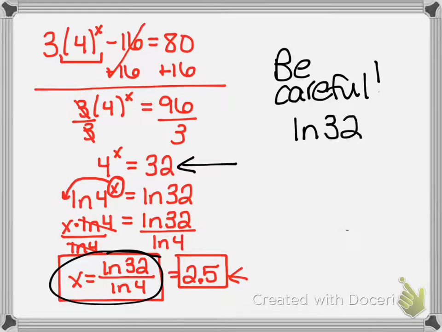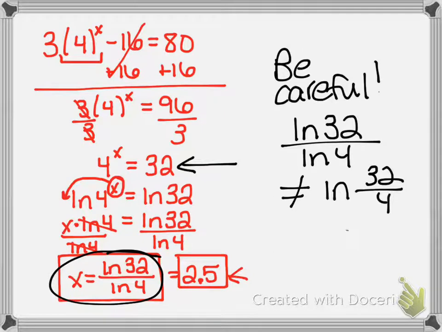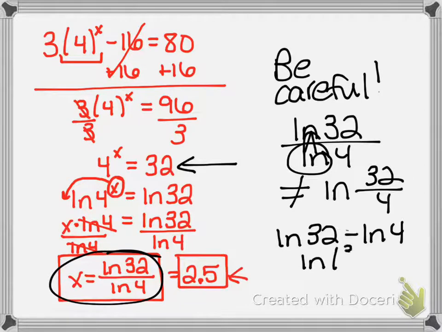Natural log of 32 divided by natural log of 4 is not the same thing as natural log of 32 over 4. And you would think it would seem obvious, but a lot of the kids think things like, oh, well, this natural log is going to disappear because it's underneath this natural log, or kids do this when they're using their log properties to condense. They incorrectly, for example, if I said natural log of 32 minus natural log of 4, then what it should become is natural log of 32 over 4, and what we see a lot of kids writing is natural log of 32 over natural log of 4.